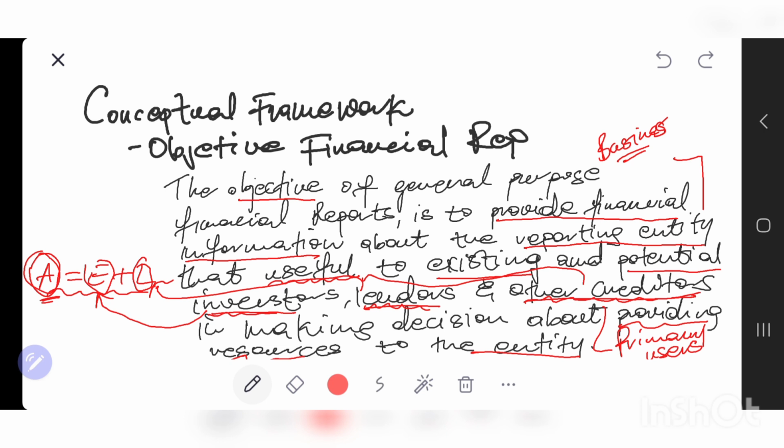To who? To existing and potential investors, lenders, and other creditors. These are the people who have provided funds to the business. And these people need this information to make what? To make decisions. Guys, this is as far as I can explain this, and I hope that you are going to be able to understand it.